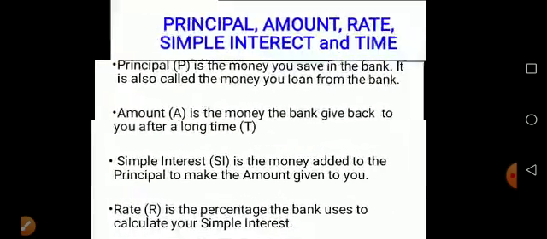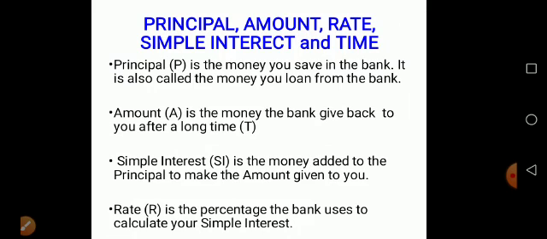Okay, so let's see. We'll be looking at principal, amount, rate, simple interest, and time. When we say principal, denoted with P, it is the amount you save in the bank. It is also called the money you loan from the bank. So majorly we'll be looking at principal as the money you save in the bank. Now, amount, denoted A, is the money the bank gives back to you after a long time. So you save money in the bank, that's principal, then the bank gives the money back to you, that is amount.